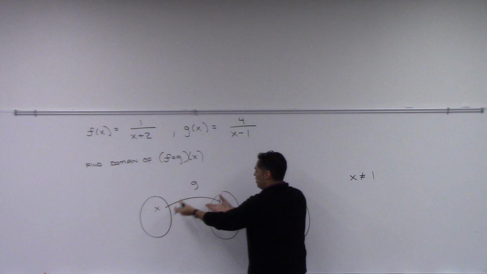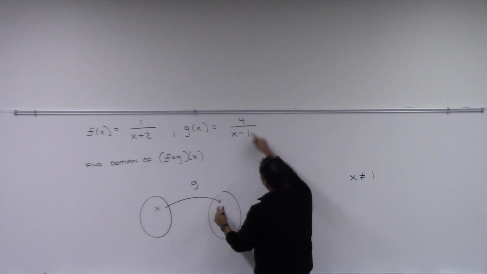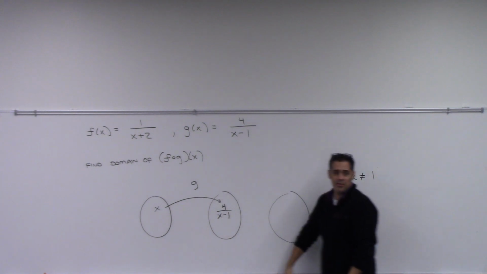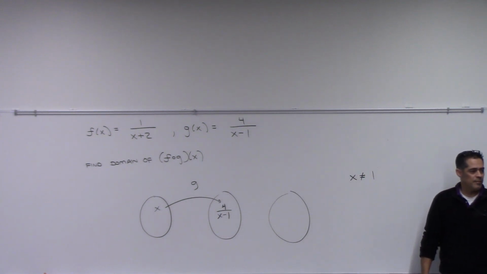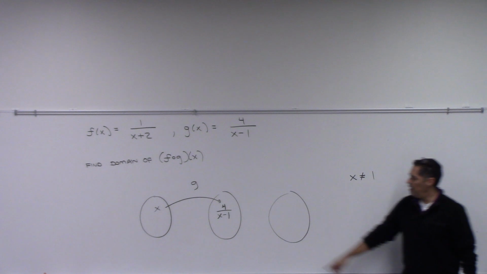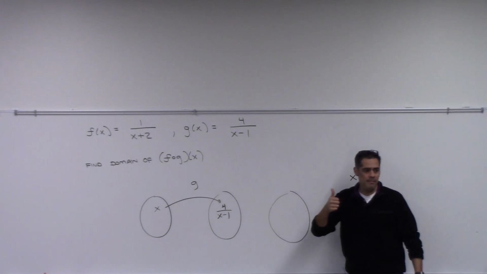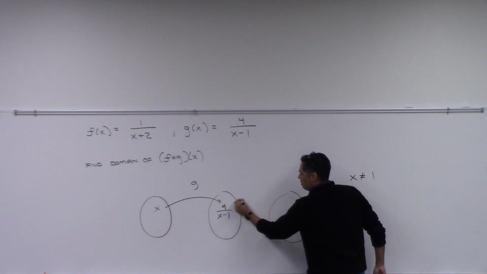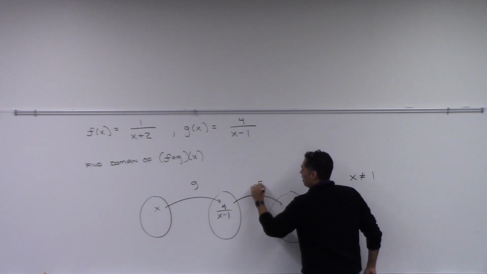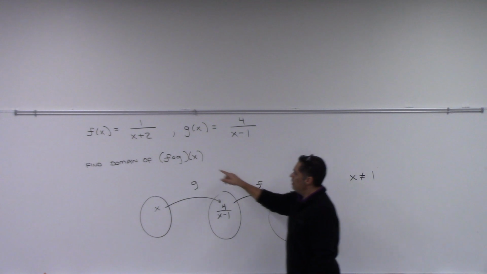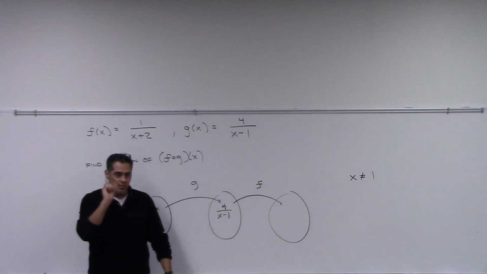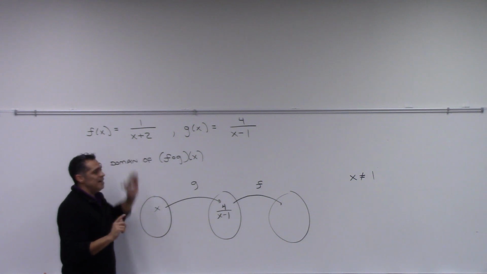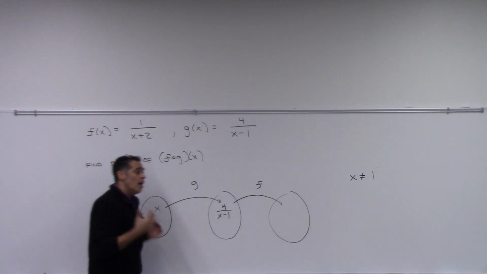Now, once x goes into g, doesn't it turn into 4 over x minus 1? That's what happens when x goes in. Whatever it is, it's 4 over x minus 1. Follow? Now, that goes to what function? F. And what can f not handle? F can't handle -2. This is the part that's tricky. I'm not saying that x can't be -2. I'm saying that what can't be -2?